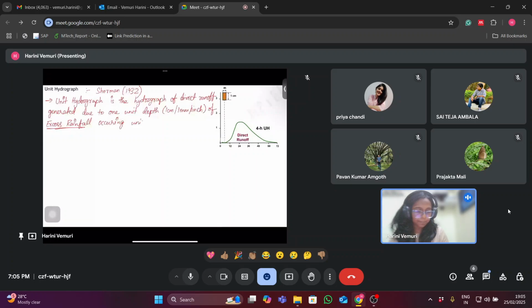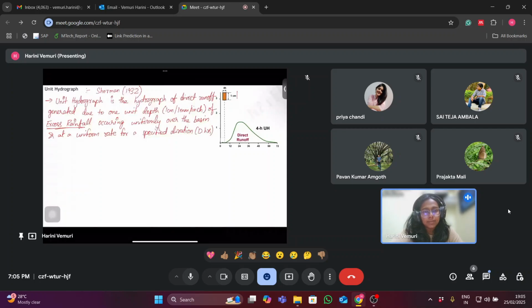D hours. Suppose if you see here, the height of the hydrograph is 1 centimeter per hour. So we have 1 centimeter of excess rainfall, and the height of it is given, and the duration is 4 hours. That means for a 4 hour duration we have a unit hydrograph. That is, 1 centimeter of rainfall has occurred for 4 hours. What will be the hydrograph that is generated? That is our 4 hour unit hydrograph.